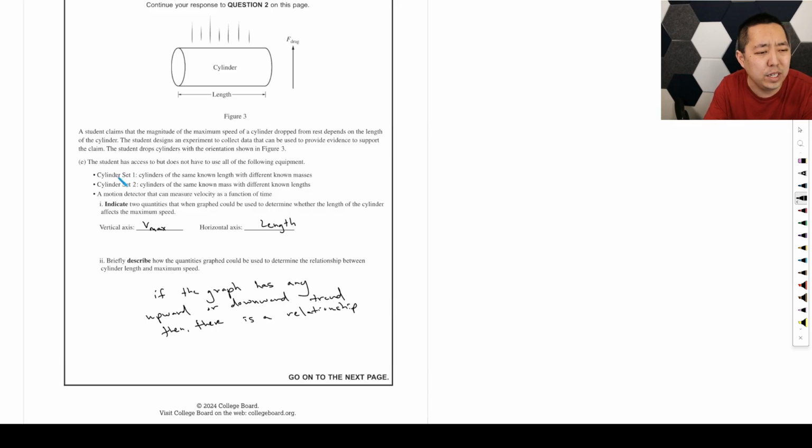It's weird that they told you this. They didn't actually ask you to design it or say anything about it. They just told that to you. A little bit weird, but they didn't ask me to do anything with it, right? So, yeah, okay. Upward or downward trend, then there's a relationship. If the graph is mostly horizontal, then there is no relationship.